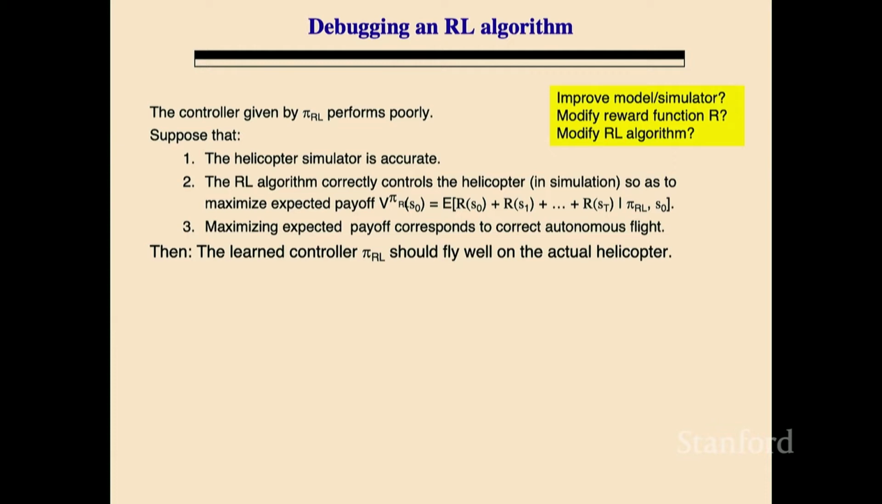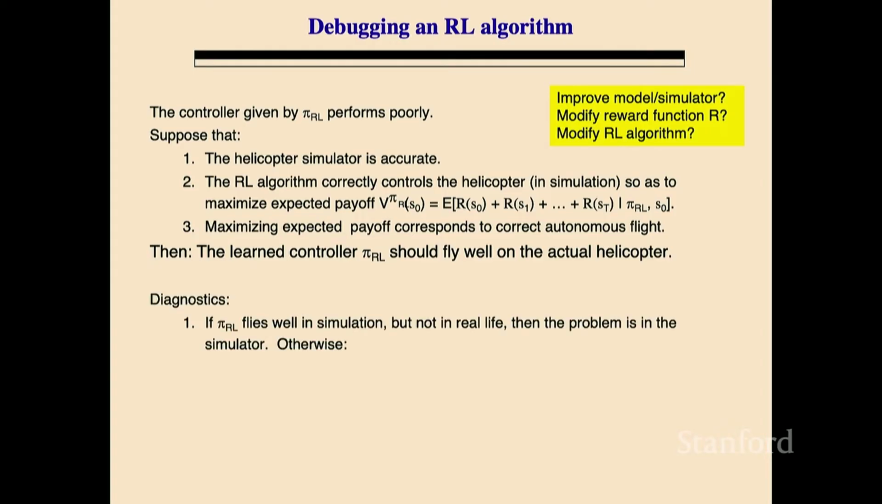Is the RL algorithm maximizing the sum of rewards? Is the reward function actually the right thing to maximize? And so here are the diagnostics you could use. To see if the helicopter simulator is accurate, well, first check if the policy flies well in simulation. If your policy flies well in simulation but not in real life, then this shows that the problem is with your simulator, and you should try to learn a better model for your helicopter, right? And if you're using a linear model, this would be the matrices A and B, where s_{t+1} equals A s_t plus B a_t. You could try getting more data, or maybe try a nonlinear model.